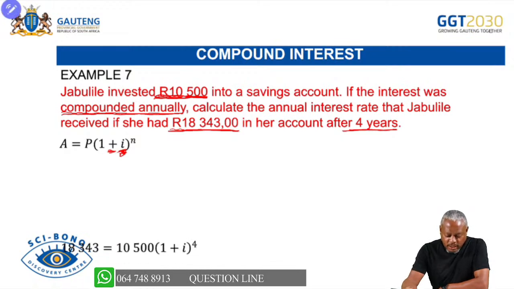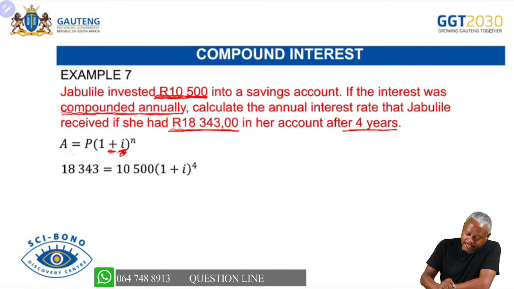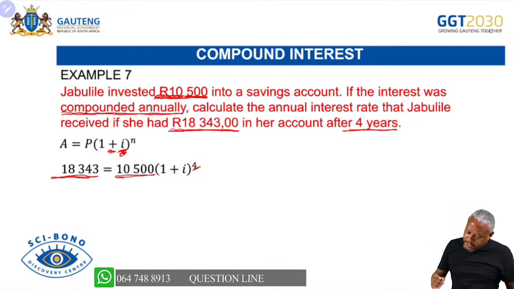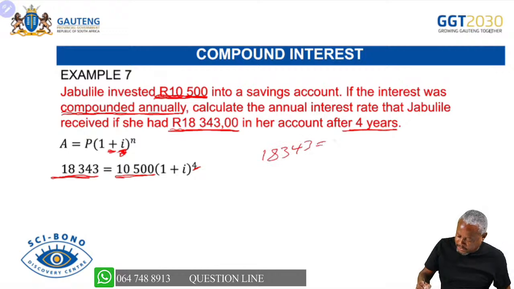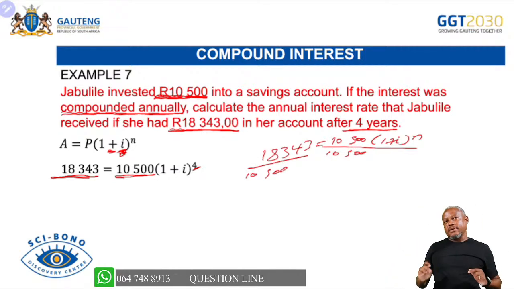And then the next one, we substituted into the correct formula. Here it's our A, which is the accumulated amount after 4 years. Here it's our principal amount, the original amount. And then for how long? For 4. So what did we do now? Here we've got 18,343 equals 10,500 times 1 plus I to the exponent n. We divide both sides by 10,500.